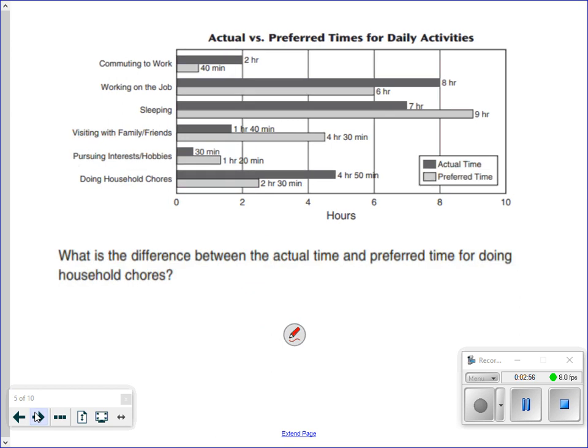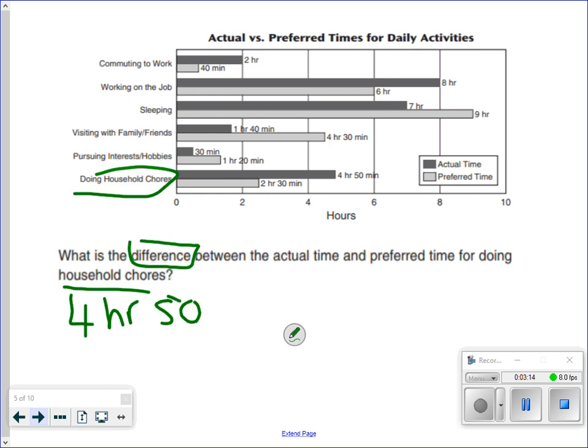Next one. New color. What is the difference between the actual time and preferred time for doing household chores? Keyword here, difference. So we're going to be subtracting these things. So where are we at? Household chores. I'm at 4 hours and 50 minutes for the actual time. The preferred time is 2 hours and 30 minutes. Now you've probably got your own method of working with time and how you can find the difference. Time is a little tricky.